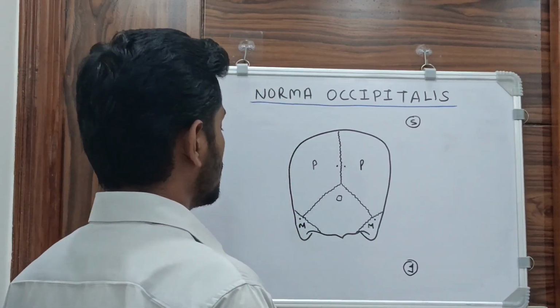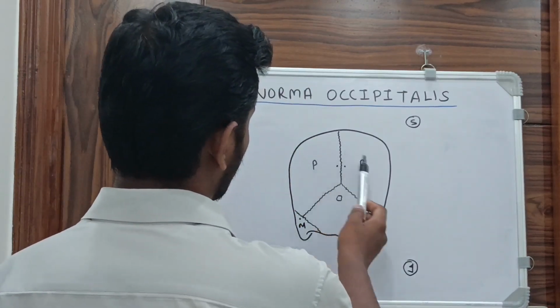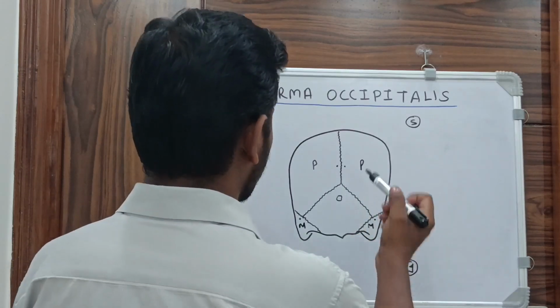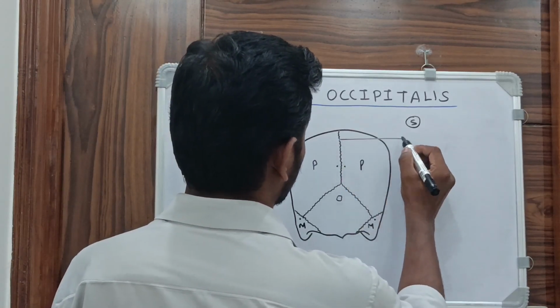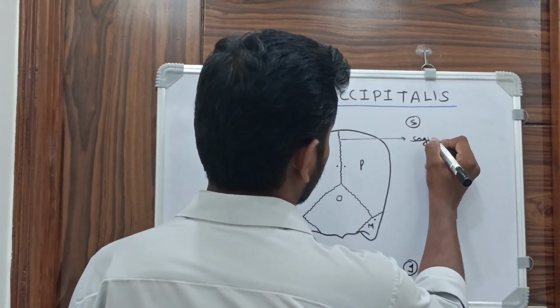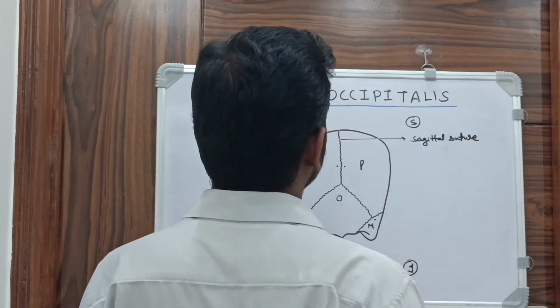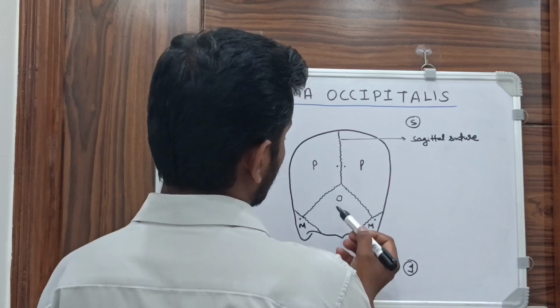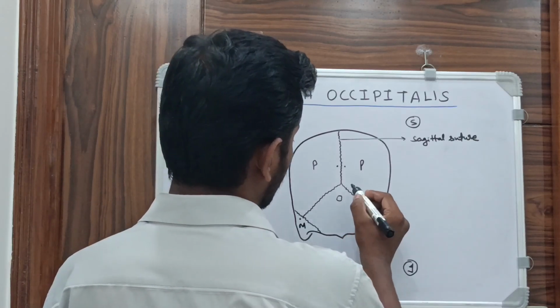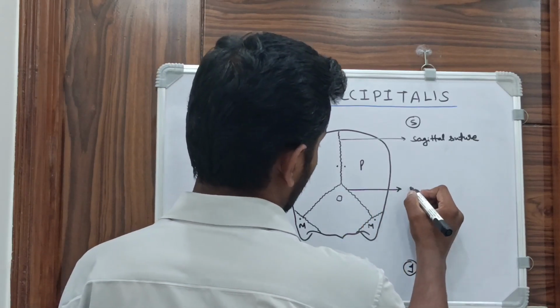Now the suture which lies in between the parietal bones is known as the sagittal suture. So this one is the sagittal suture, and the suture which lies in between the occipital bone and the parietal bone is known as the lambdoid suture.